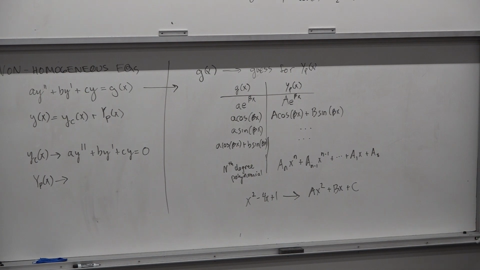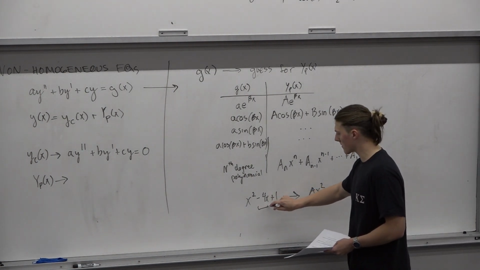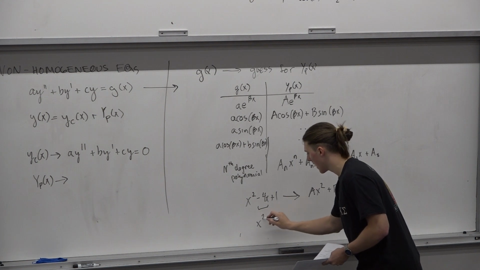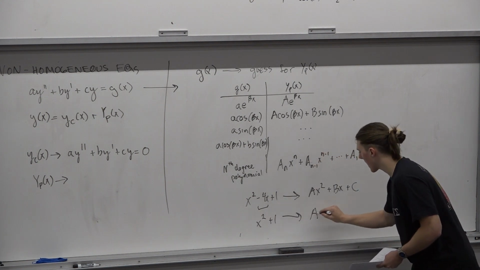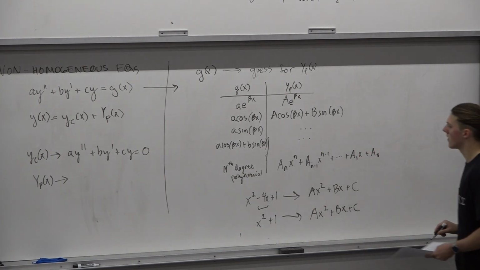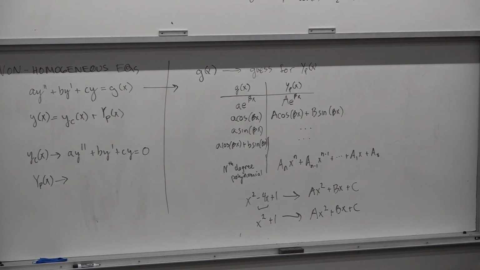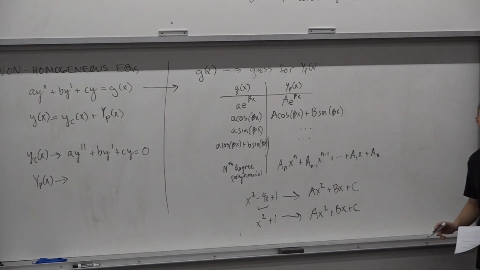Something to note is that if one of these coefficients is missing, let's say the equation was instead x plus 1, we have the same guess for our particular solution. So that's something to watch out for, because if you're not including one of these terms, you're going to come up with a completely different answer.